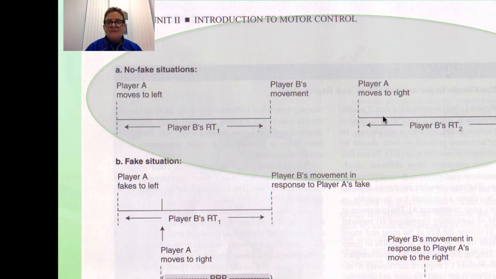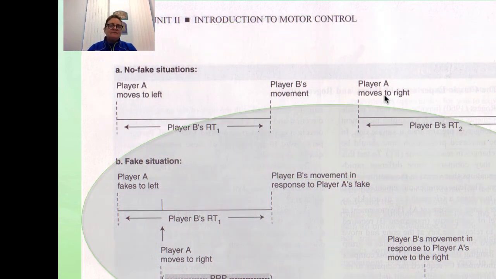Here on the right side of the diagram, you can see that this would represent player A's movement to the right, different from the first diagram. Again, you have a regular reaction time for player B, and this is where player B's movement begins in response to the movement of player A to the right.